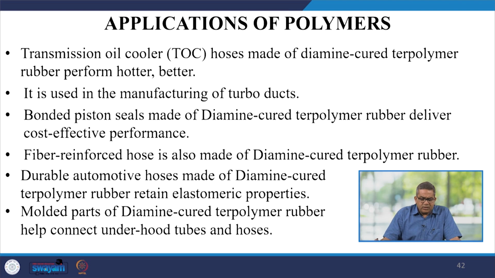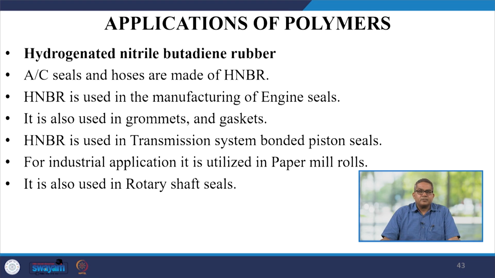Transmission oil cooler (TOC) hoses made of diamine cured polymer perform better and hotter. It is also used in the manufacturing of turbo ducts. Bonded piston seals made of diamine cured polymer rubber deliver cost effective performance. Fiber reinforced hose is also made of this, and durable automotive hose made of diamine cured terpolymer rubber retains the elastomeric properties. Some of the molded parts of diamine cured terpolymer rubber help connect under-the-hood tubes and hoses.